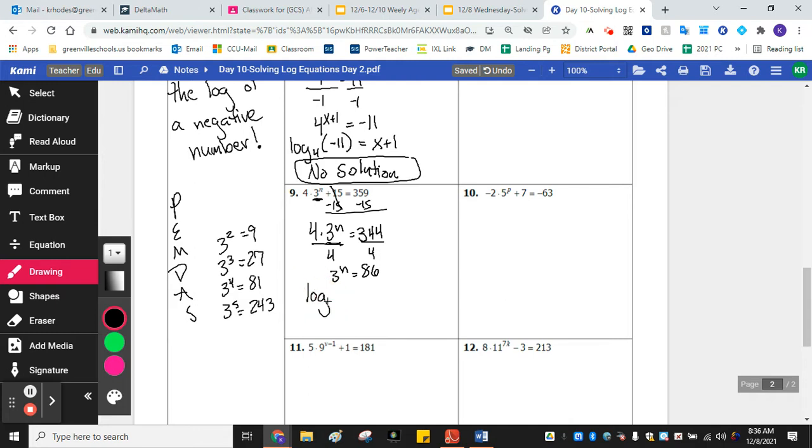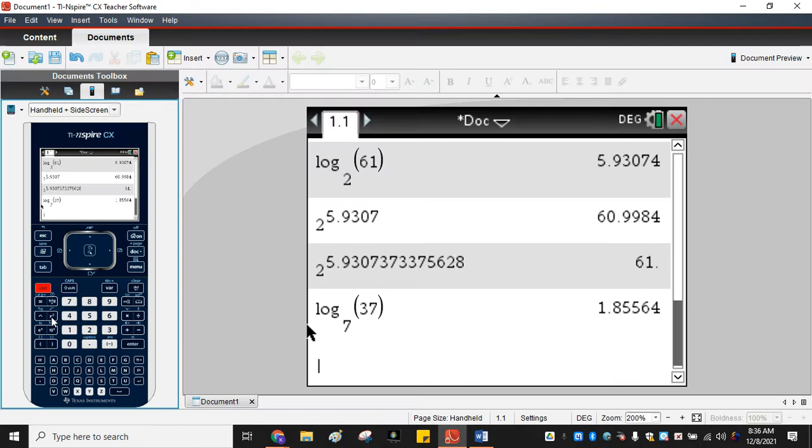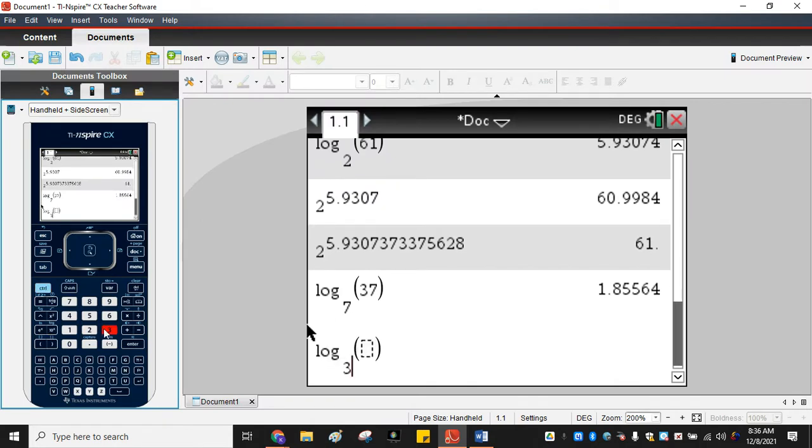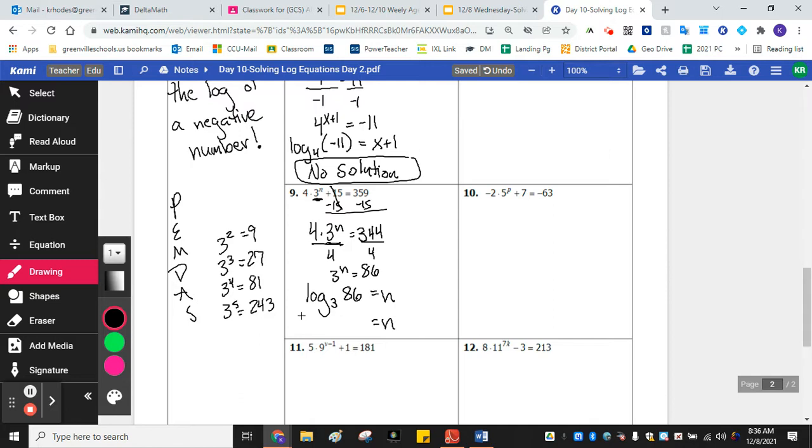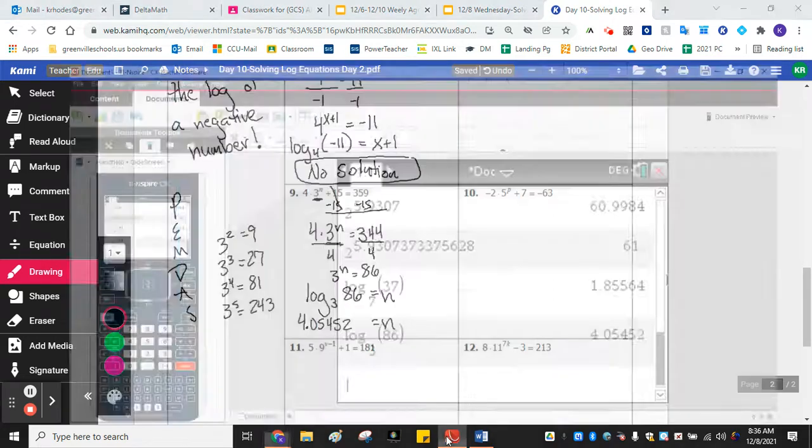Log, base of your exponent becomes the base of your log. Raised to the 86 equals n. So log base 3 of 86 equals 4.0545. I think it was a 2.